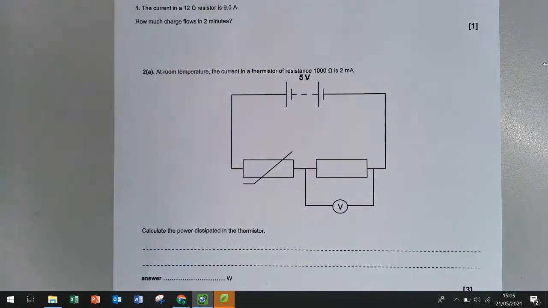In this video, we're going to look at a couple of questions on a simple series circuit. Pause the video now and try both parts of this question.